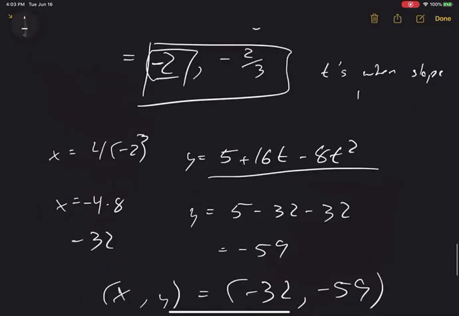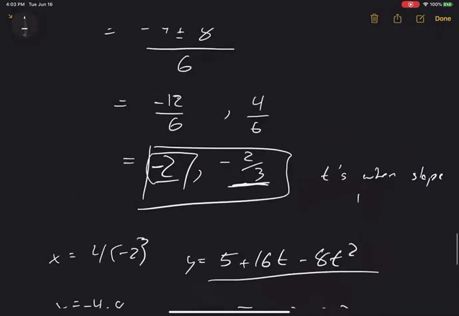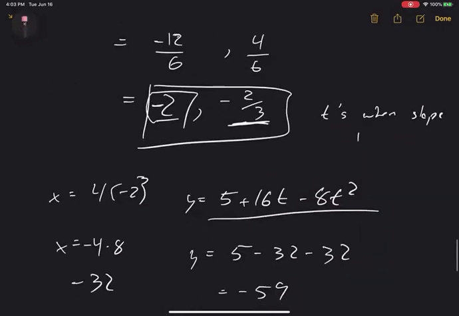And then there's another point, right? There's the point that corresponds to t equals 2/3. So again, I would just take t equals 2/3 and plug it into my parametric equations.